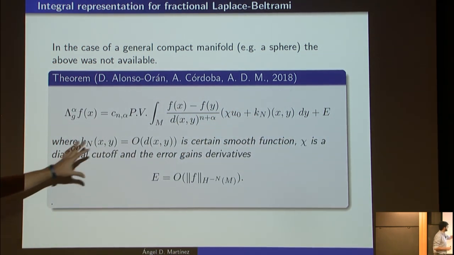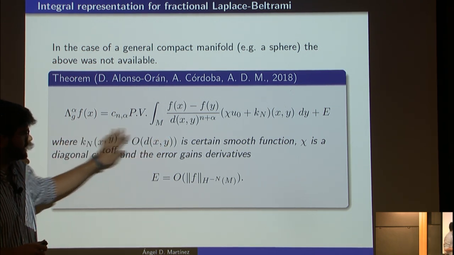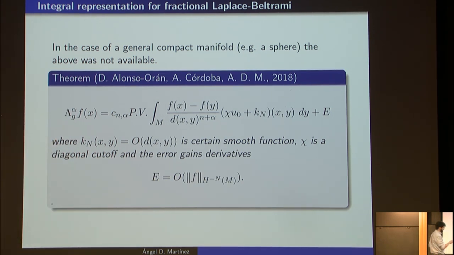But in this integral representation, the kernel, we know very basic things about that. But the error, and this is important, is smoothing. So this is better than, let's say, an L infinity bound. L infinity won't be enough for our purposes. The nice thing that I just want you to have in mind is that we have something very similar to the previous case.